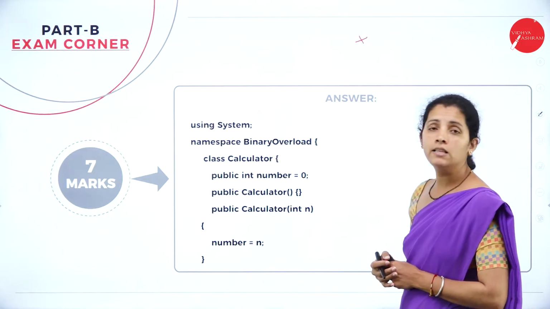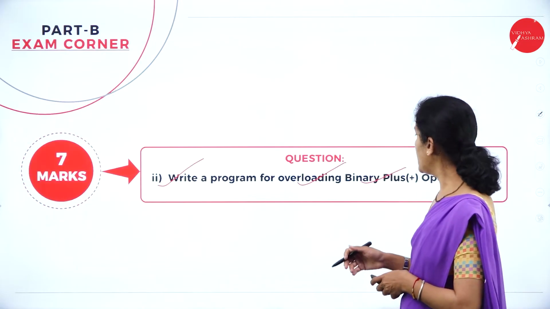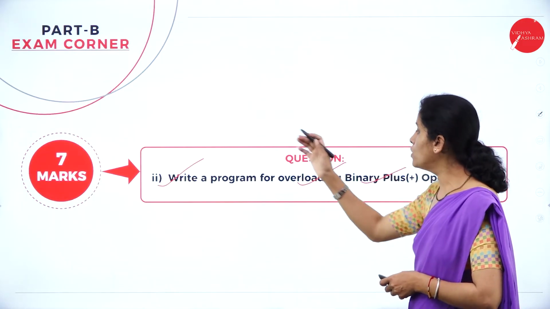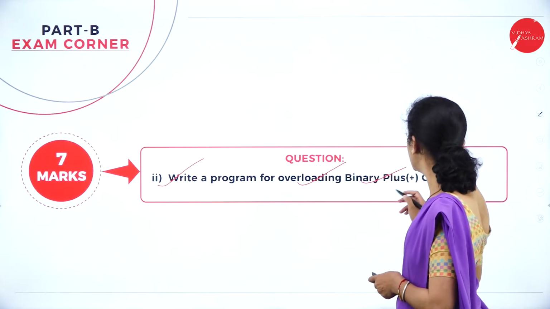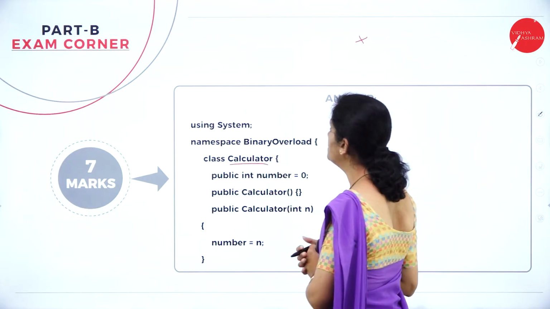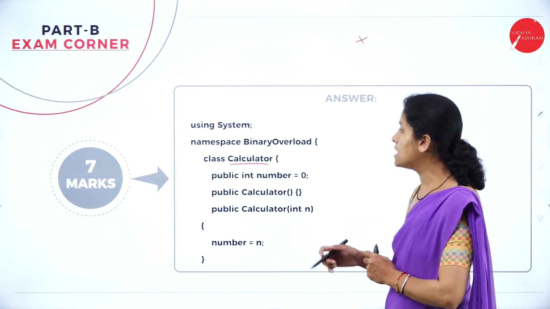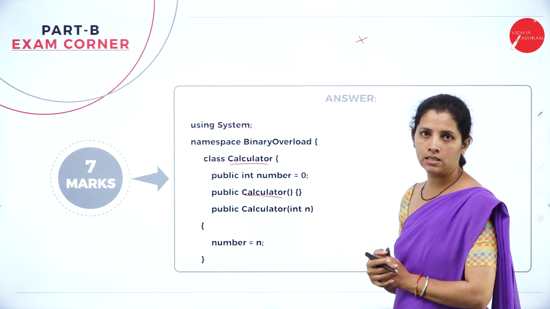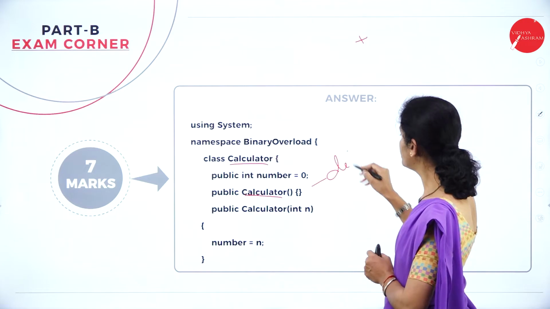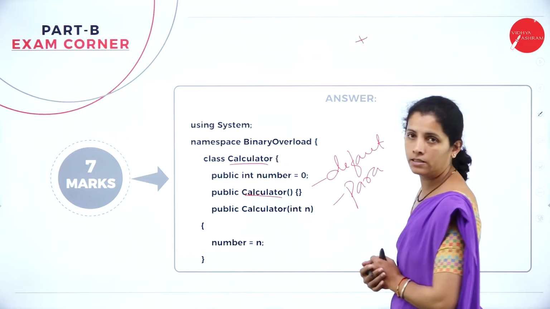Now dear student, this plus operator is used to perform binary operator overloading. So I want to write the program to perform binary operator overloading. So dear student, what is my class name? That's nothing but Calculator. Now I have the numbers as well as the constructors. There are 2 types of constructor. One is the default constructor and this one is the parameterized constructor.